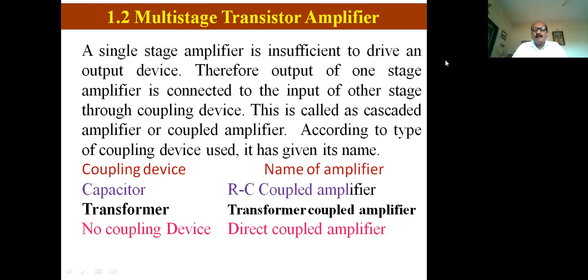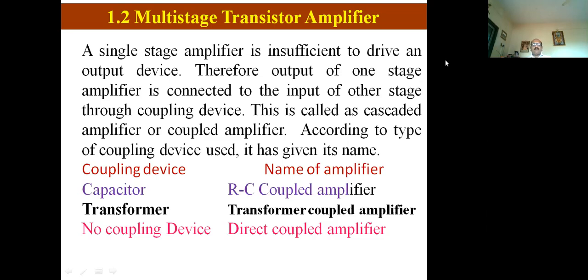And therefore, the output of one stage amplifier is connected to the input of another stage amplifier through a coupling device. That means we can connect a number of amplifiers, a cascaded amplifier. That means we can cascade the amplifiers, we can couple the amplifiers. How can we couple? The output of one amplifier is given to the input of another amplifier. Then it is called a coupled amplifier, or a cascaded amplifier.